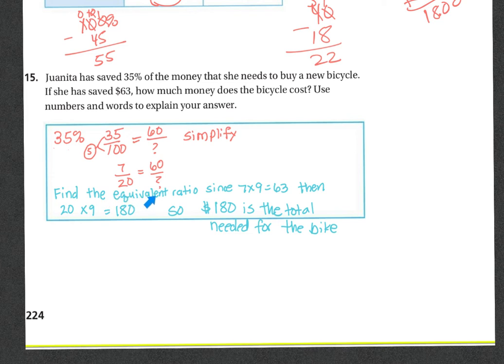So we're going to put my 63 over my question mark again. So you're going to find the equivalent ratio, and since 7 times 9 is 63, this should say 63. Sorry about that. So 7 times 9 is 63. Then 20 times 9, whatever you do to the top, you do to the bottom. 20 times 9 is 180. So the answer on the bottom is 180. So you need $180 for the bike. And sorry about the mistake up here. I'll have to give you guys a marble in your jar. Okay, so again, this should have been 63.